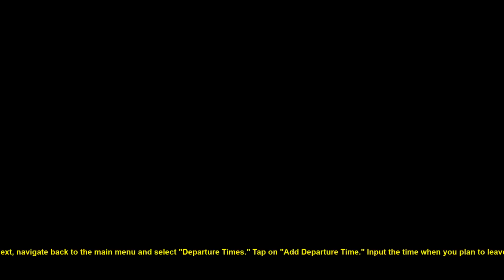Next, navigate back to the main menu and select Departure Times. Tap on Add Departure Time. Input the time. Select which days of the week this departure time applies. You can also set the required battery percentage to ensure your vehicle is ready. Save the departure time settings once completed.